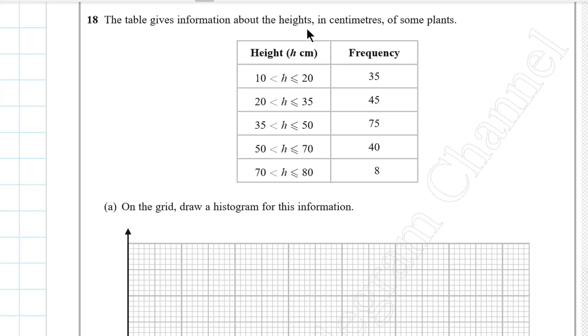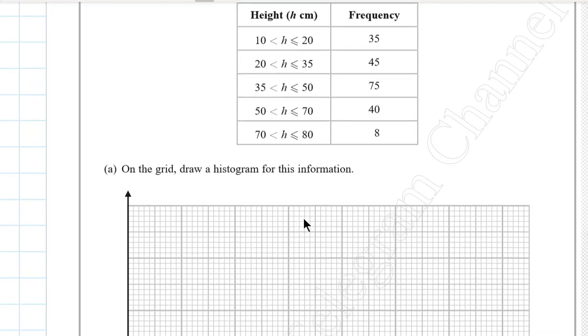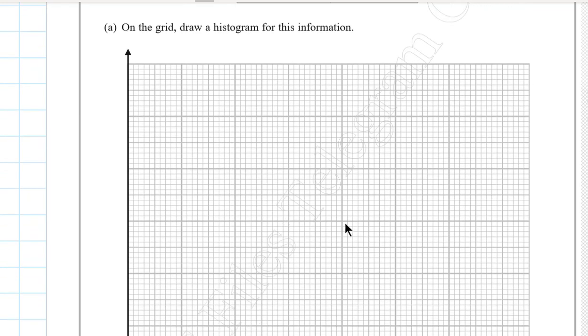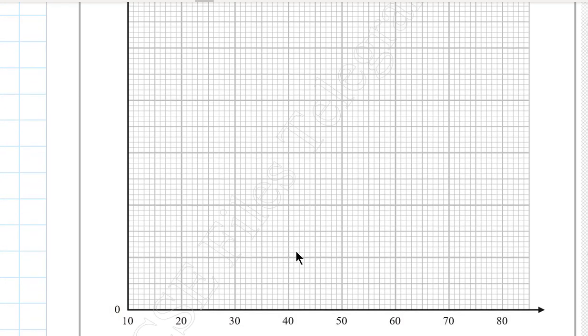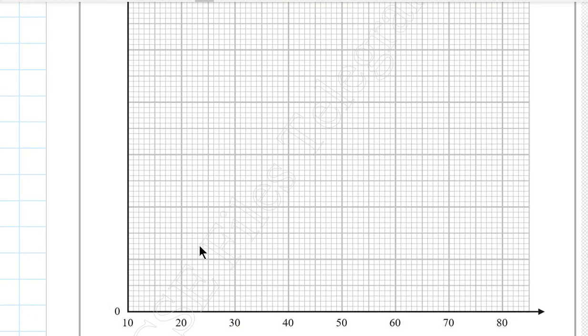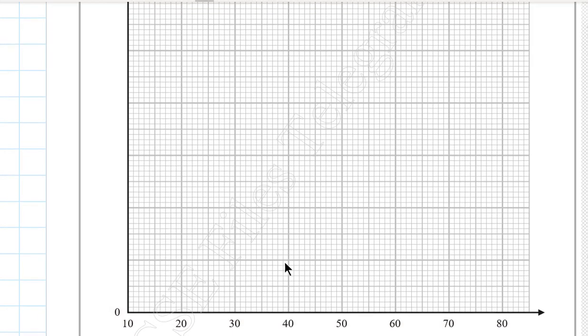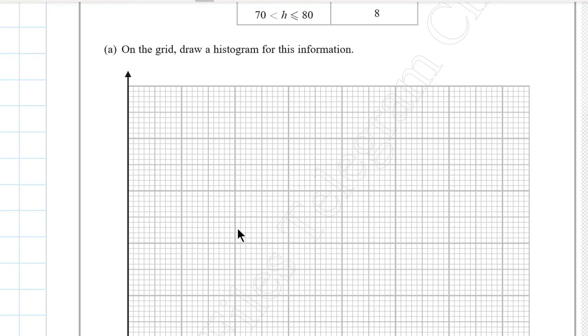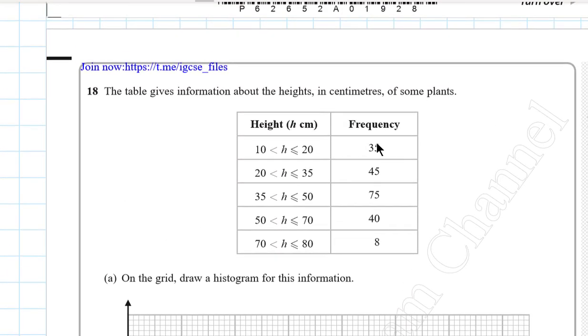18. The table gives information about the height, in centimeters, of some plants. So we have 35 plants with heights more than 10 and less than or equal to 20 and so on, okay? On the grid, draw a histogram for this information. Sometimes the question gives you one of the bars as a hint for the scaling of the vertical axis, but in this question we don't have this bar.